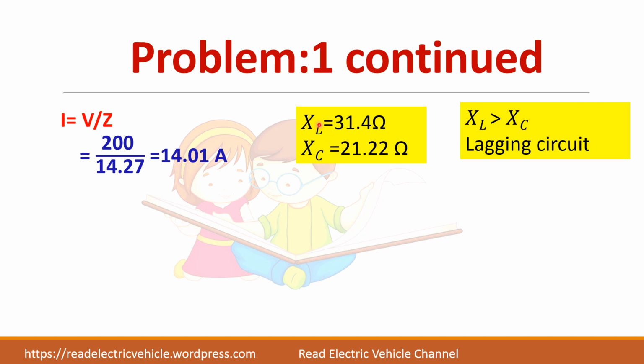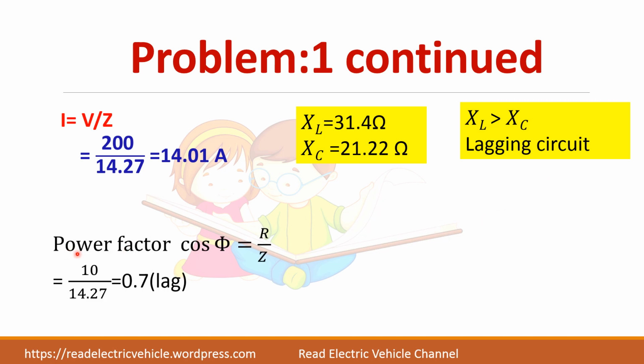So we have found XL and XC. XL is 31 ohms and XC is 21. So XL is greater. So it is a lagging circuit. So let us calculate the power factor. Cos phi is equal to R by Z. So R by Z, you will get 0.7. So it is a lagging circuit.